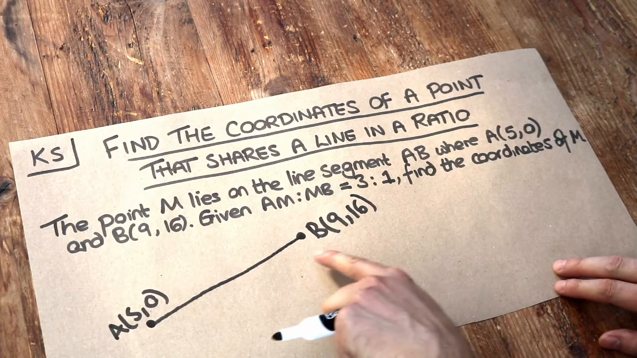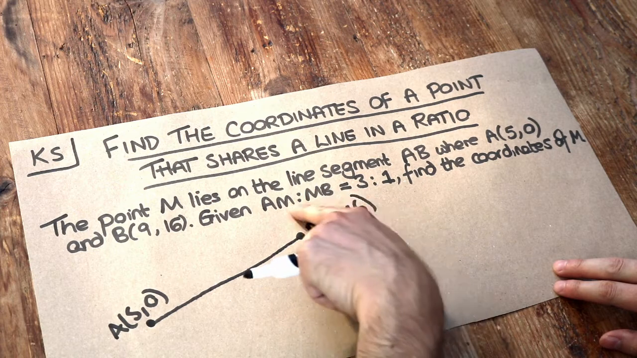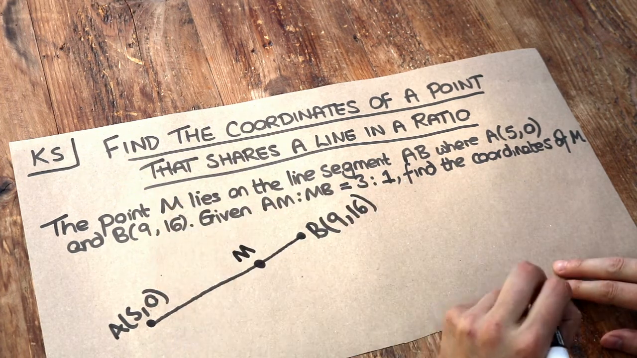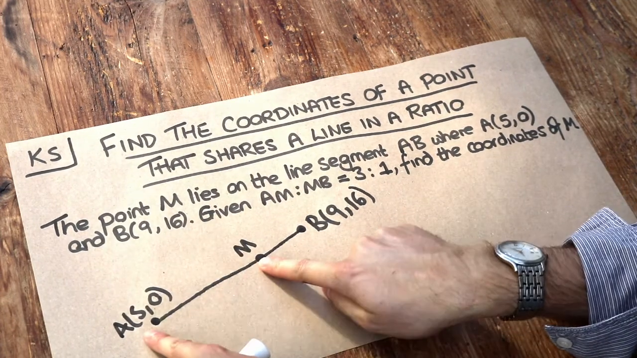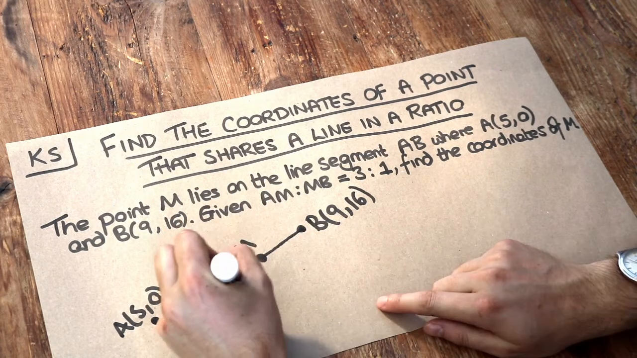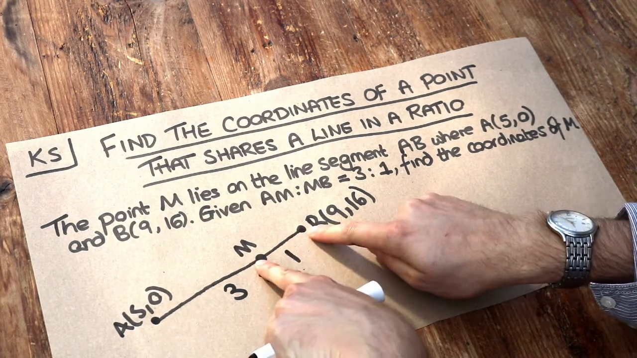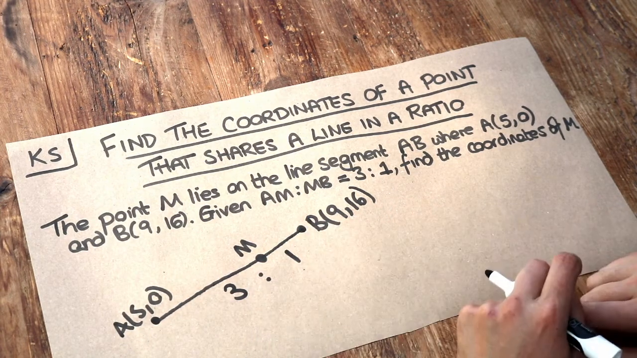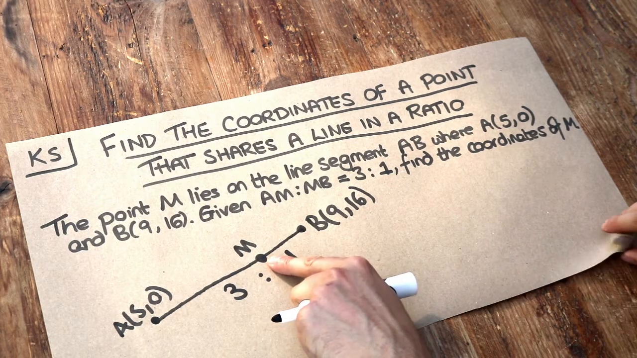Now we've got a point M somewhere on there such that AM to MB, that ratio is 3 to 1. Now it's going to be about here because we can see then the ratio of the length AM to MB is going to be 3 to 1. We can see that that length is longer than that length. We can see that's 3 times longer than that length according to this ratio. So we need to find the coordinates of that point here.